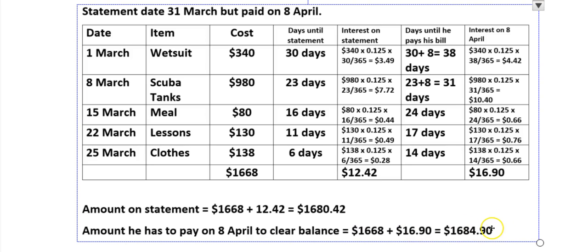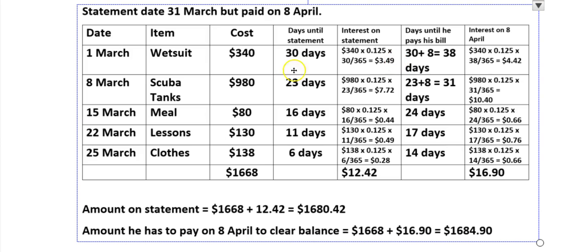If he wanted to actually clear his bill, clear his credit card, which I highly recommend you do quite regularly, he actually would have to pay not $1,680.42, but he would actually have to pay $1,684.90 to ensure that his credit card went down to zero.